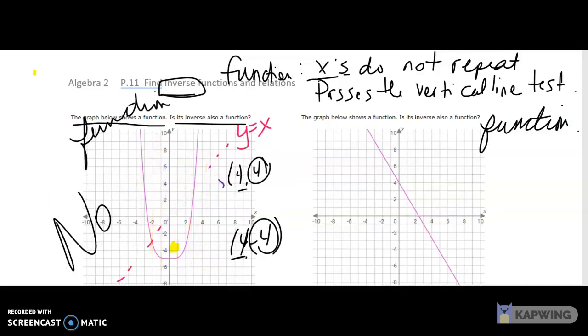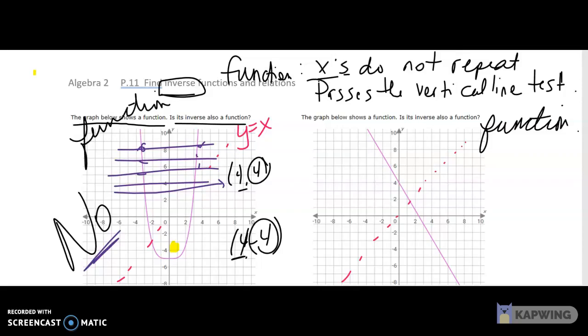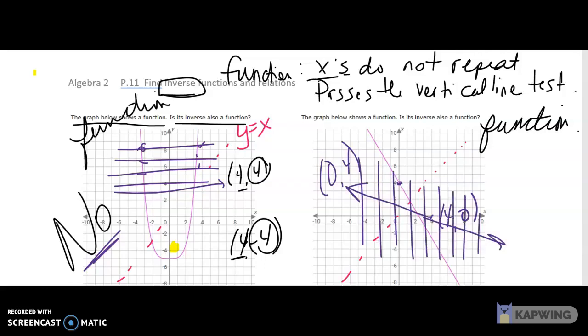The easiest way to know that is if you have horizontal lines going in your original graph and it crosses more than once, then whenever we twist it, those horizontals are going to become verticals, and there you're going to cross it more than once, so it's going to be a no. On this graph, if this point right now is at 0, 4, then its inverse is going to be at 4, 0. And so it's going to look something like this. Okay, and so if I draw vertical lines all along that, it will only cross that blue line once every single time. So this inverse is a function.